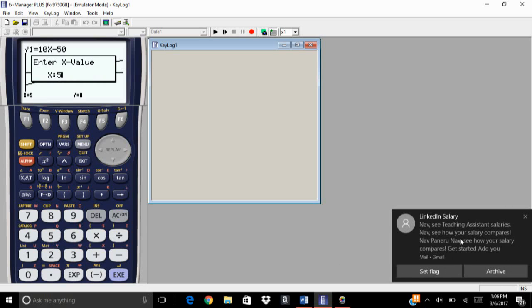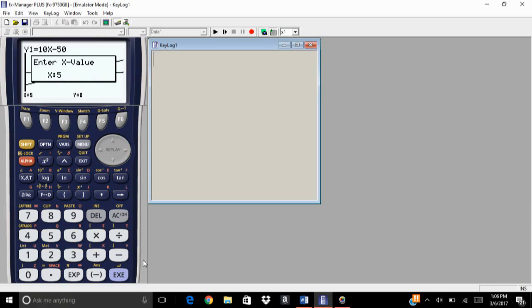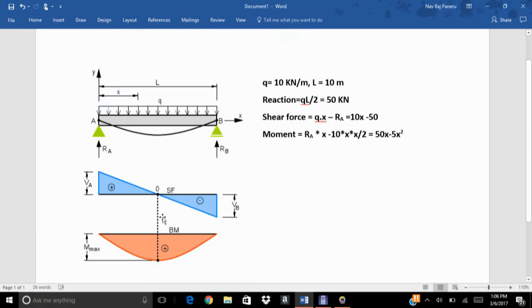Okay, so just click on execute, and it says that at x equals 5 the value of y equals 0. So just click enter, and it says that at x equal to 2, y is minus 30. Okay, so you can arrange the direction of shear force accordingly, right? If we want this side to be positive, so in here it should be 50 minus 10x, and we can get the shear force diagram positive.